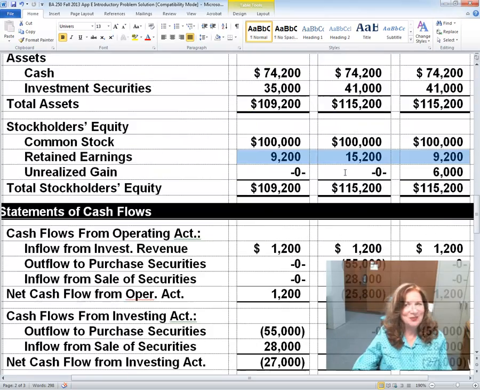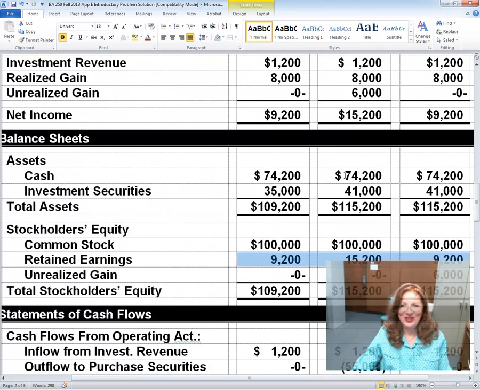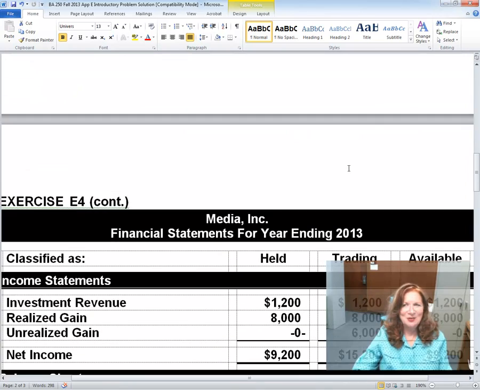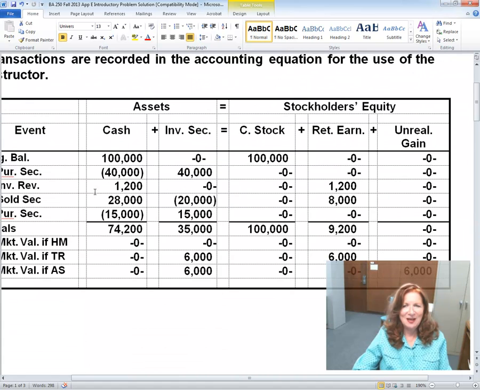So here's the cash flow statement again. Here's the balance sheet, and here's the income statement. And you can see that with these three types of securities that we have, they're each different, and we would record each of them according to generally accepted accounting principles and practices.